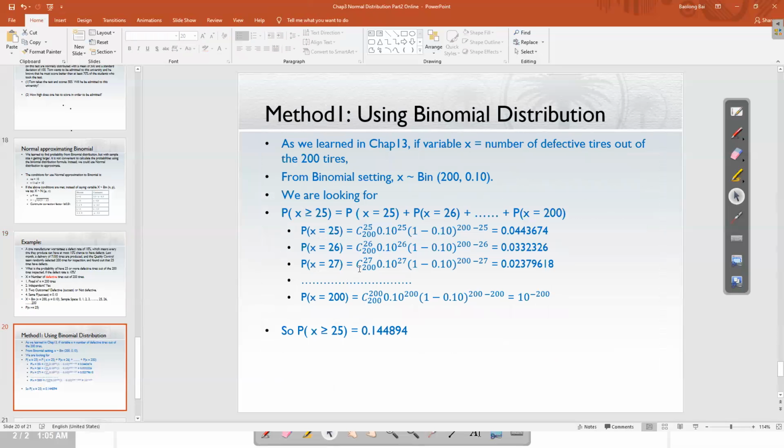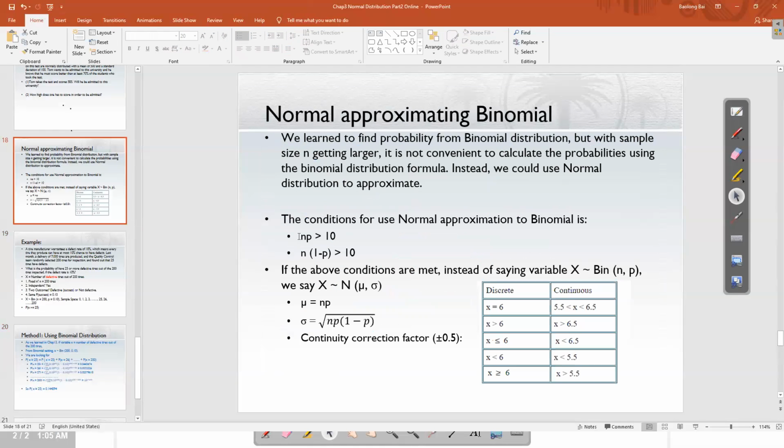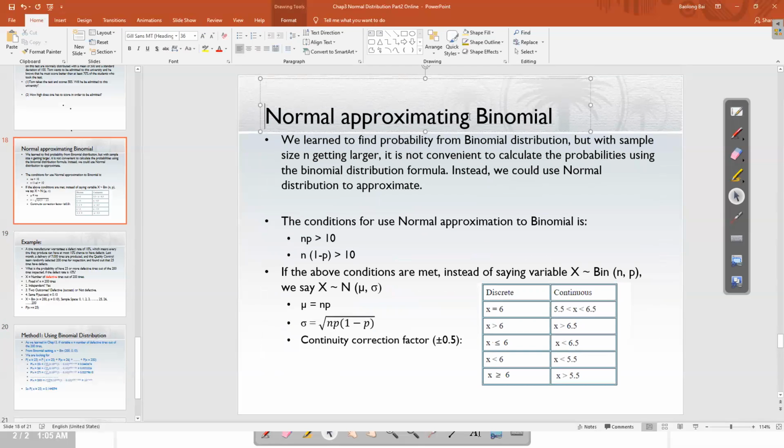So for every individual outcome, you need to calculate it using the binomial formula, and this is going to be a hell of a calculation, right? You can calculate it, and it's probably 0.144894. But the problem is, it's too much work. So here, we're going to introduce a technique so that we don't have to go through that much trouble, by a little bit of approximation. That's using the normal distribution to approximate the binomial distribution.